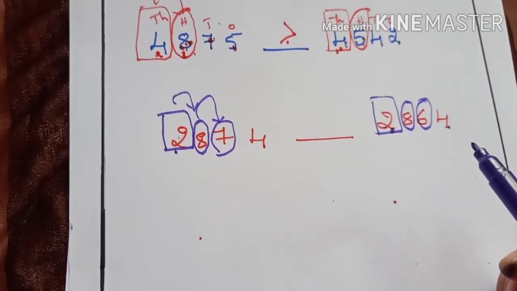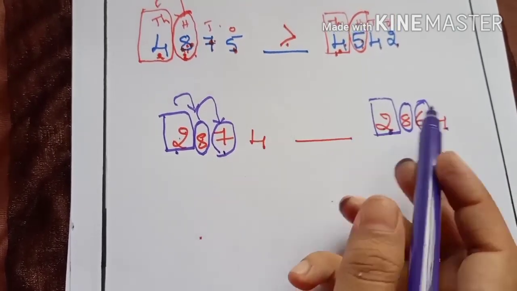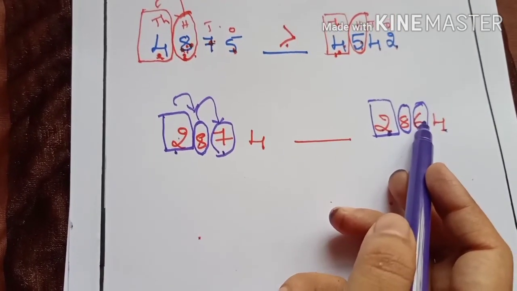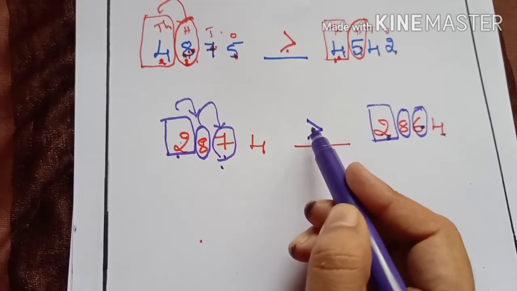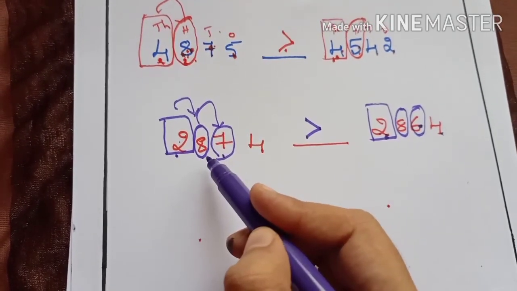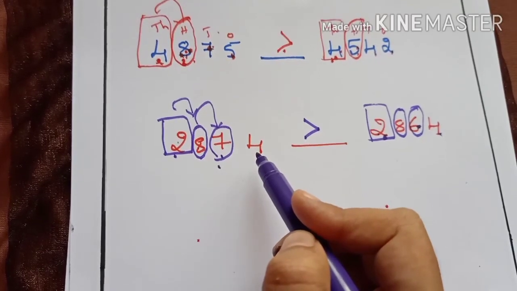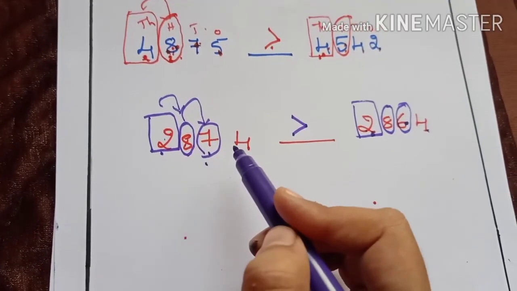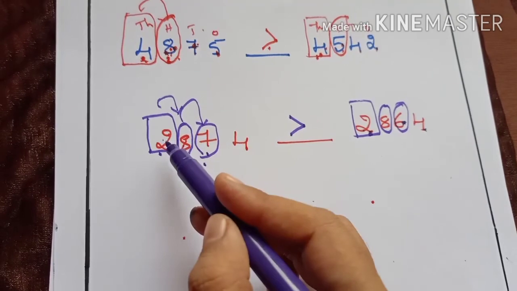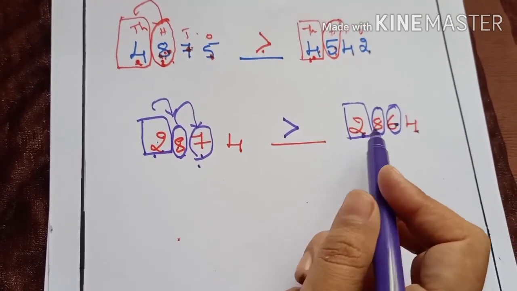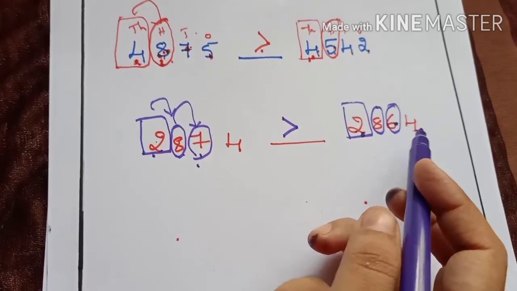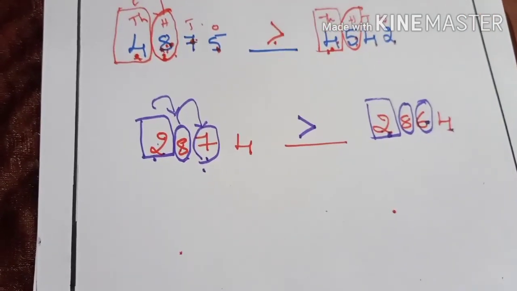Now you can decide, right? Here it is 7 and here it is 6. Which is the bigger one? 7. So the open mouth should come towards 2874. This number can be read as 2874 is greater than 2864. Hope you understood this concept.